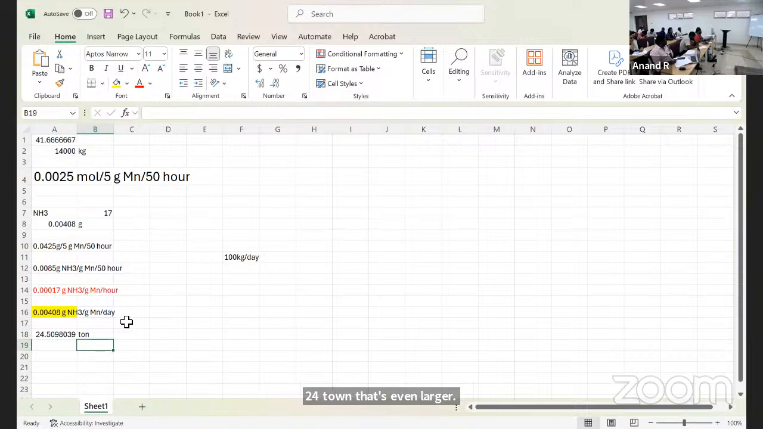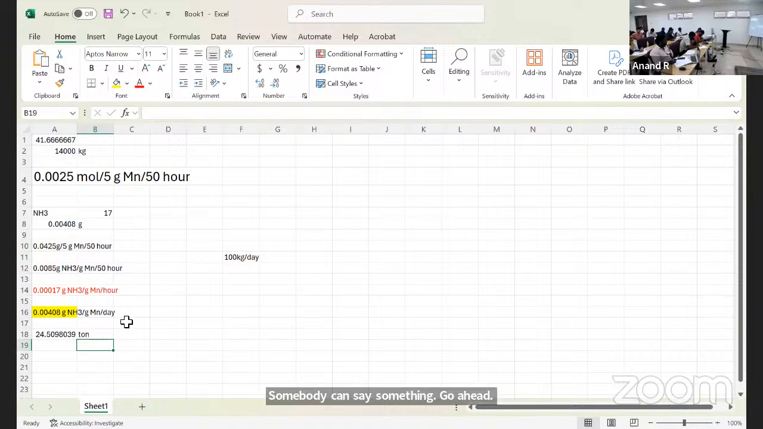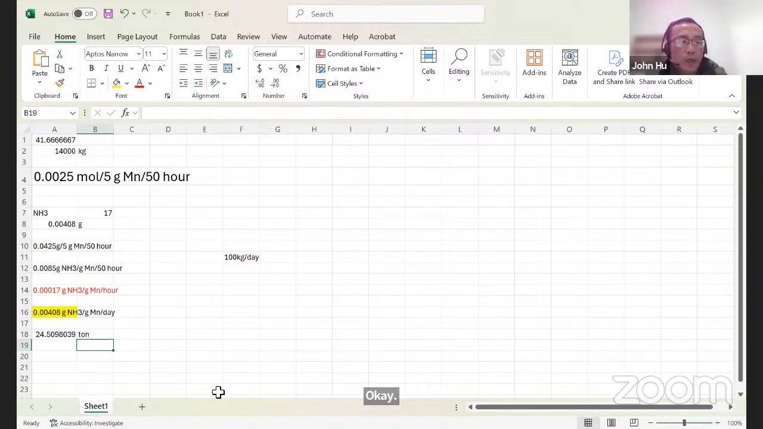2450. Somebody can say something. Go ahead. Just before, you have given the calculation like for 100 kilo of ammonia, we need around 1,200 kg. That means 1.2 metric ton of catalyst. So the paper says 1.2 ton. Your calculation shows 14 tons. I walk you through, I show 24 tons.